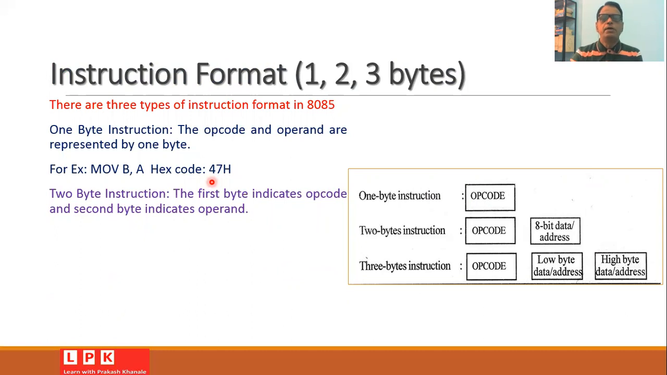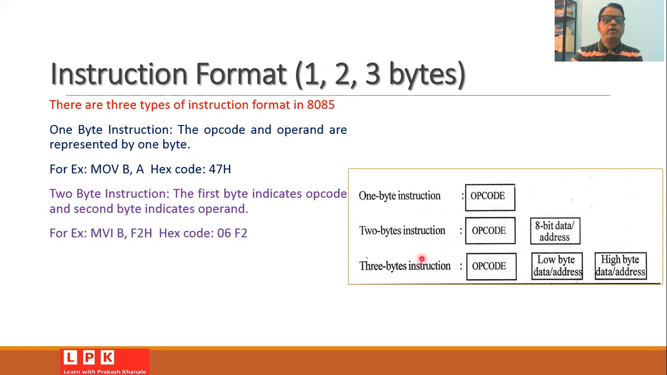Another type of the instruction format is the 2 byte instruction, where the first byte will indicate the opcode and the second byte will indicate its operand. So a 2 byte instruction will have the format such that the first byte will indicate the opcode or hex code, and the second byte will indicate the 8-bit data or address.